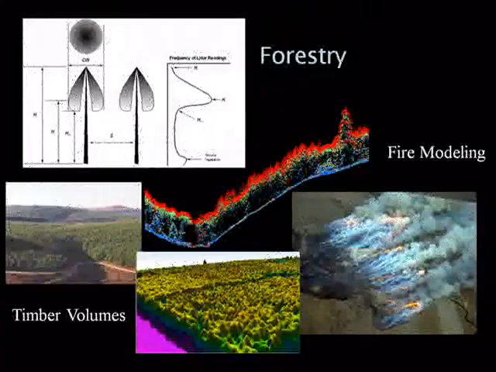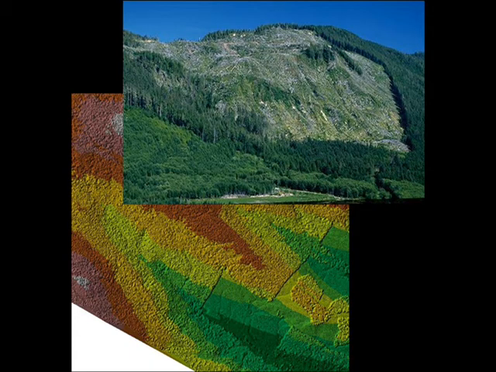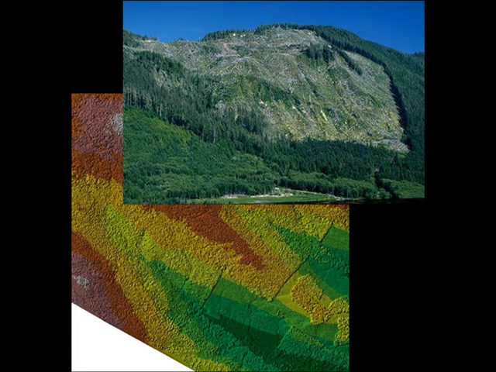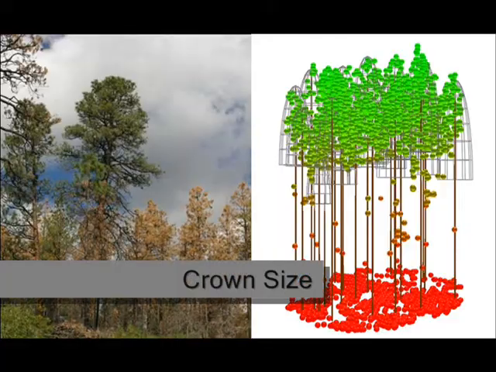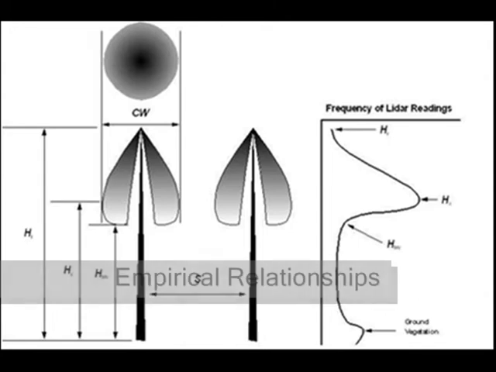Forestry applications have also benefited from LIDAR. Some current applications include timber volume calculations and fire modeling. LIDAR for forestry can be more expensive because it usually requires a relatively high point density to penetrate the forest canopy. LIDAR can aid in the calculation of timber volumes by providing accurate data on forest cover, tree heights, crown size, and spacing over large areas. Tree volumes can be calculated through empirical relationships based on these factors.